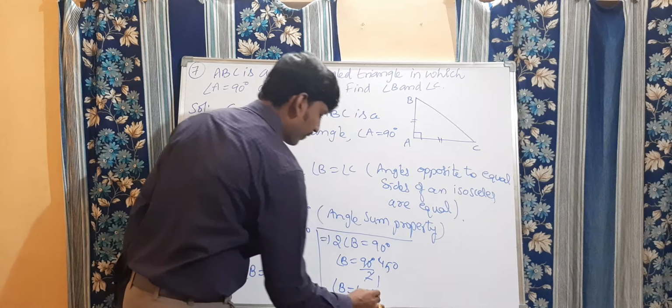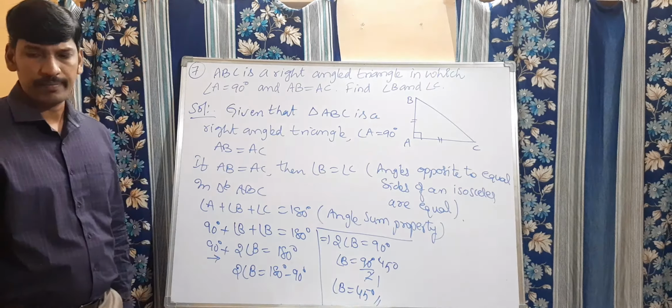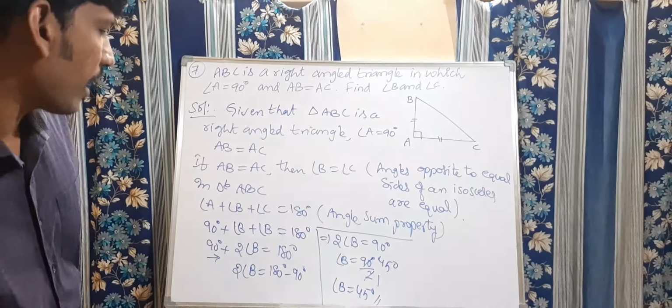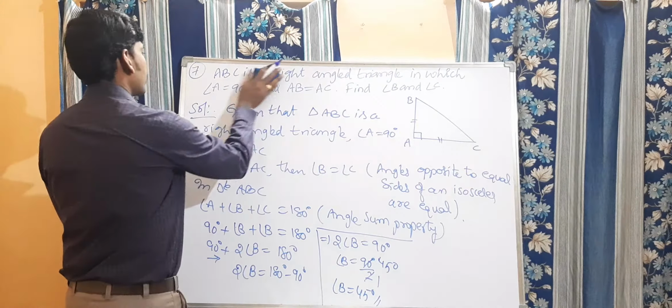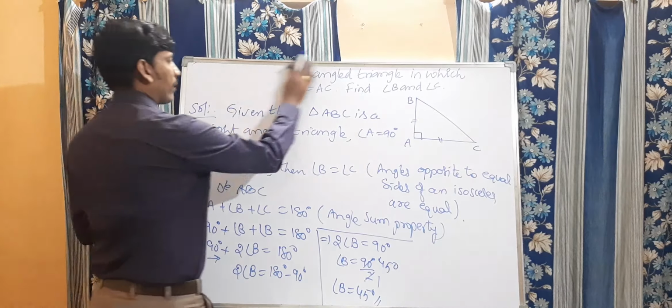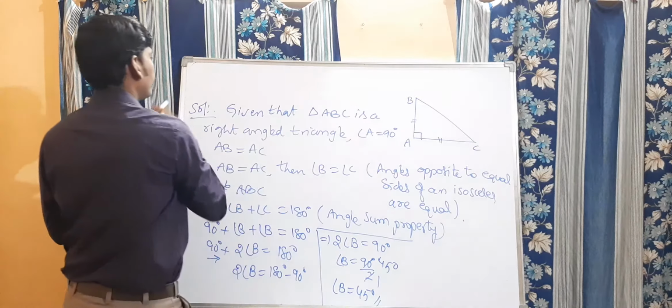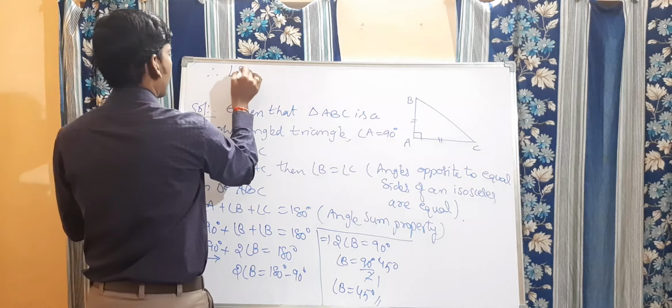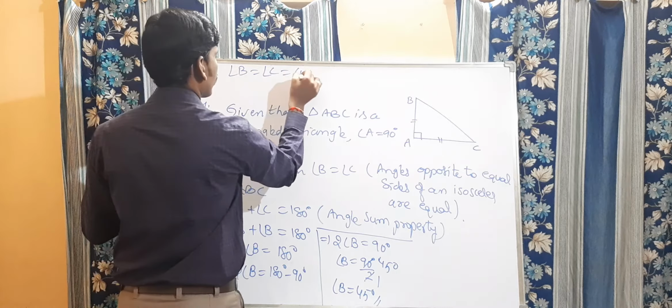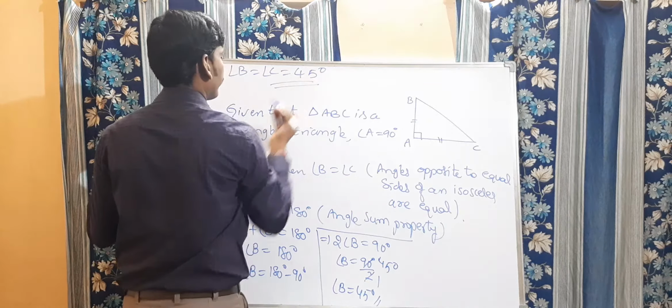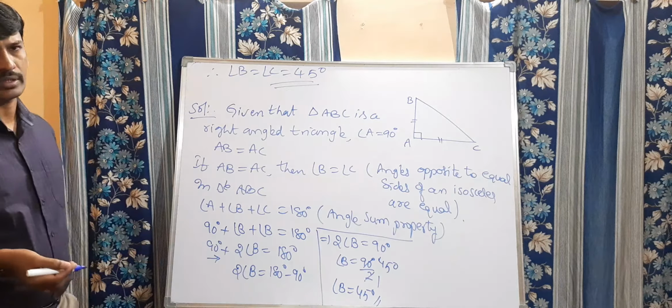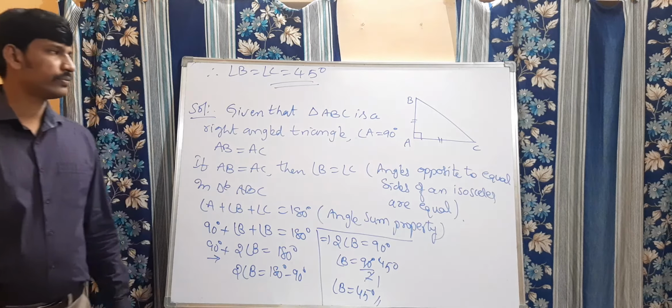If angle B is 45 degrees, then what about angle C? Yes, angle C also will be 45 degrees, because both are equal. So therefore angle B is equal to angle C is equal to 45 degrees. Clear? Understand? Please copy this.